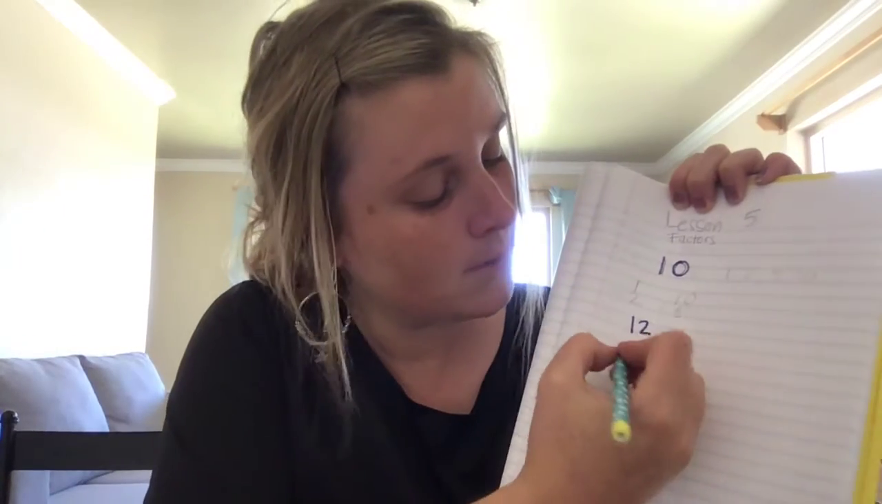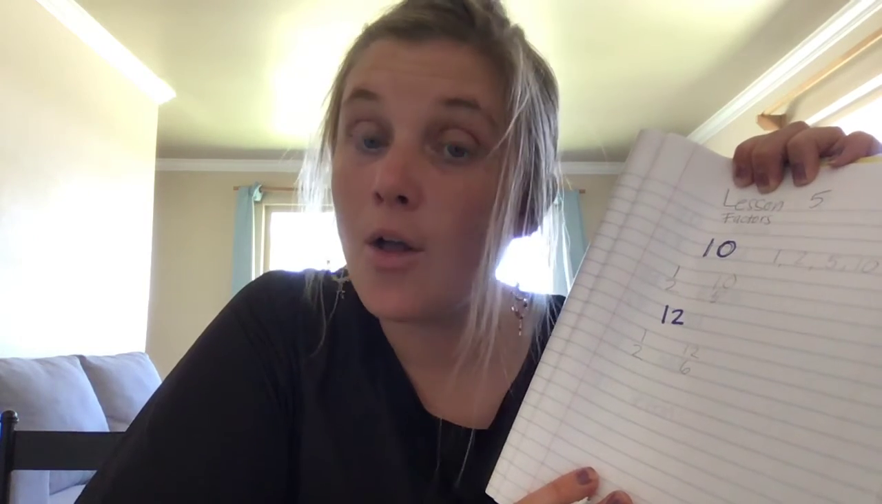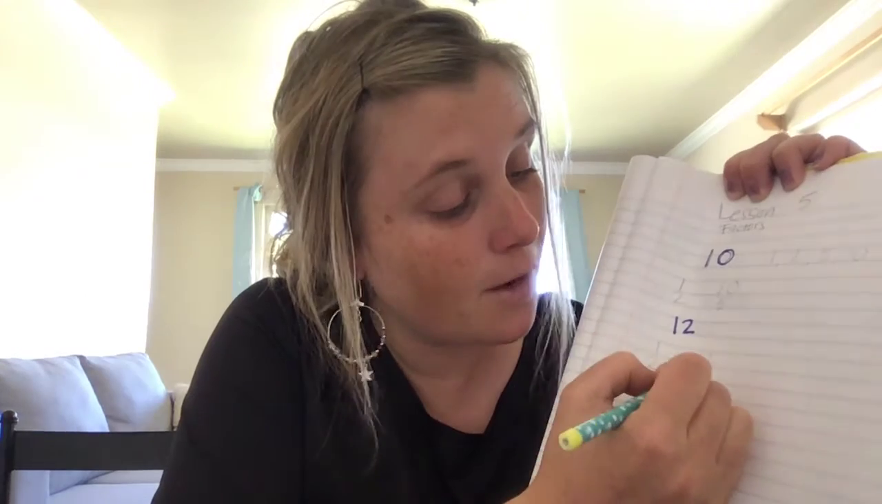Okay, let's do another number. So grab your first pencil or pen, whichever color. Let's do the number 12. Let's find the factors of 12. Are you ready? Easiest one: 1 times 12. Easy. 2. 2 times what equals 12? 6. How about 3? 3 times 4 equals 12.